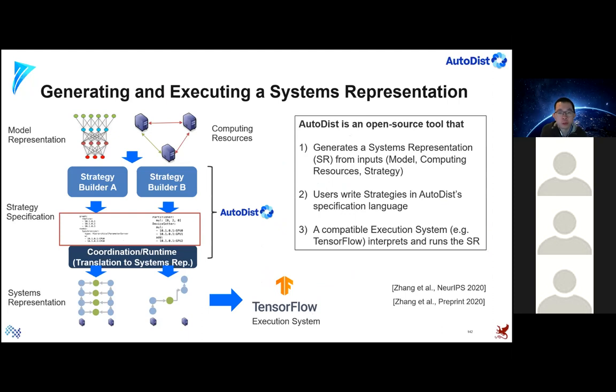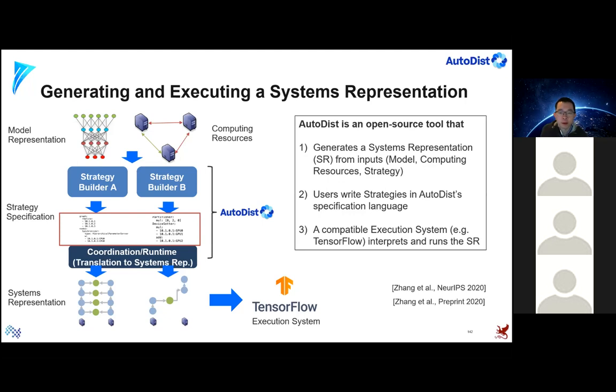So we introduced a system called AutoDist. Basically, AutoDist is a distributed ML system that pursues this compiler-like architecture to lower the barrier of distributed ML. AutoDist provides an interface to extract some sort of model representation from the user's single node machine learning program. Together with the user-provided resource specification file, which specifies the cluster setup they try to scale their job on, they are fed into the AutoDist system.